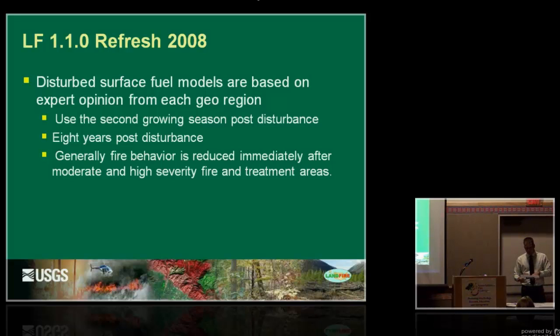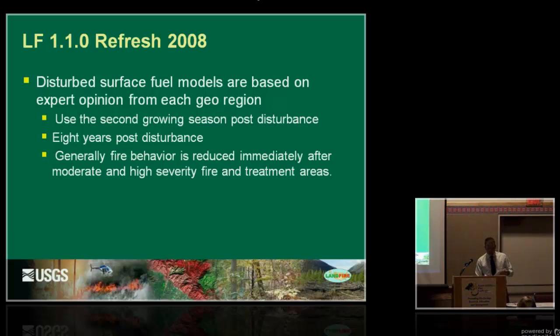And then he did that for the second growing season, which was that 0 to 5 year period, and then also from 5 to 10 years, which is essentially 8 years is what he targeted. And the general fire behavior for this was reduced immediately after moderate and high severity fires and treatment areas. And anything after 10 years, we left up to the vegetation to be grown, and then they were just thrown back into the normal rule sets of fire behavior that we have in the total field change tool.